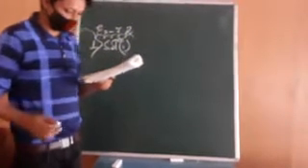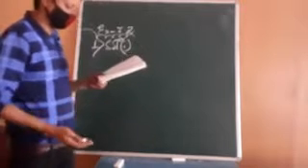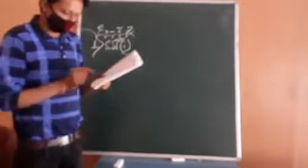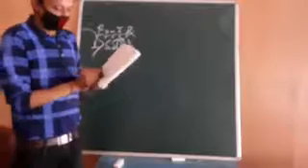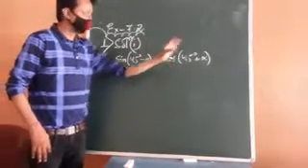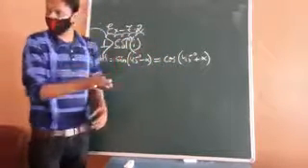Question number 1. Let us solve one number. What is the question? Using the formula for compound angles, show that sin(45 degree minus alpha) equals cos(45 degree plus alpha) equals 1 by root 2 times (cos alpha minus sin alpha). That means we have to show that the left hand side equals the remaining part, the right hand side.